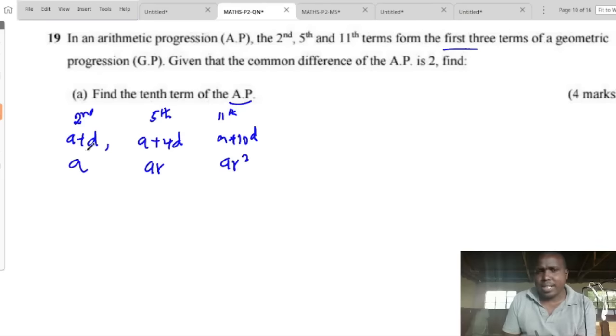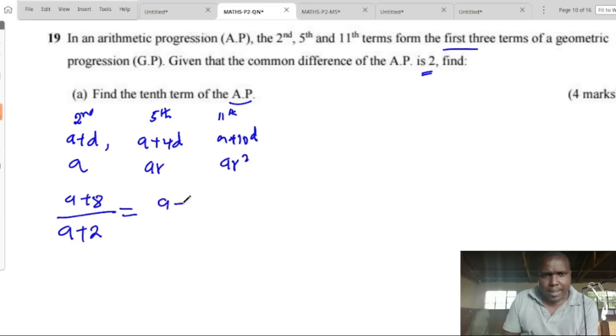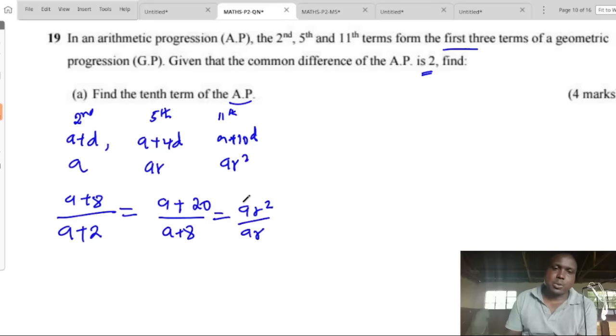If it is equal to that, then it means that A plus 2D, but our D is 2, so 2 times 2 times 2, that is plus 8, divided by A plus 2, will be equal to A plus 2 times 10, which is 20, divided by A plus 8. I'm dividing this one by this, and this one by this. And this will be exactly equal to AR squared over AR, because that's why I've used it this way.